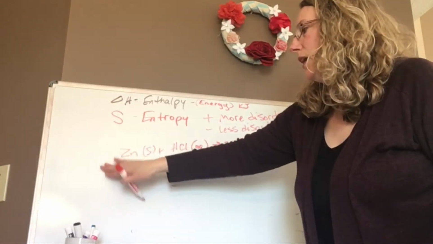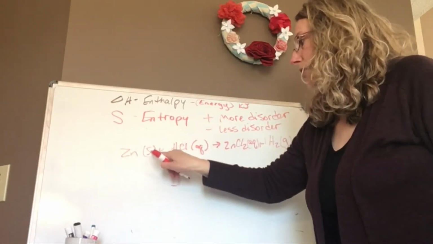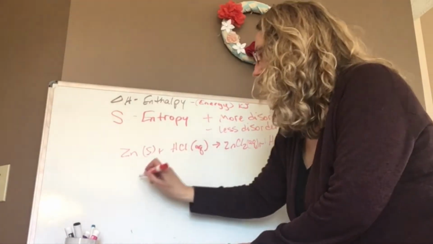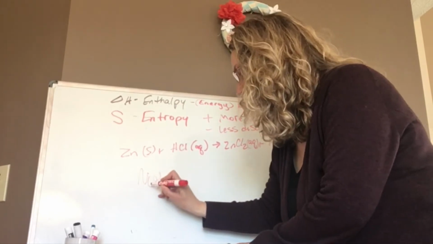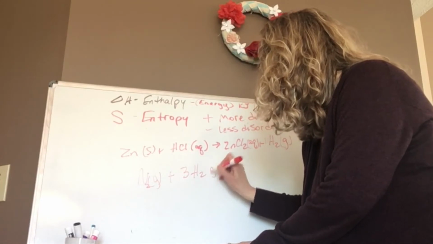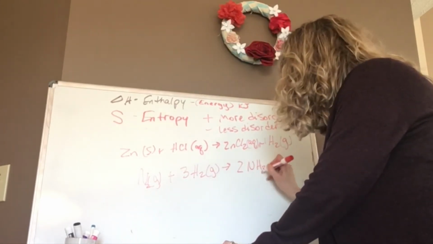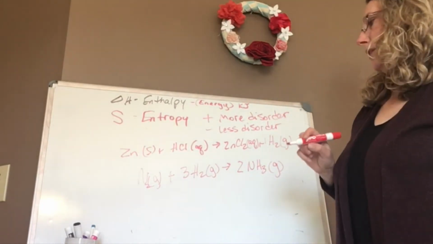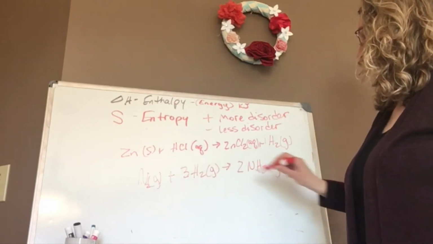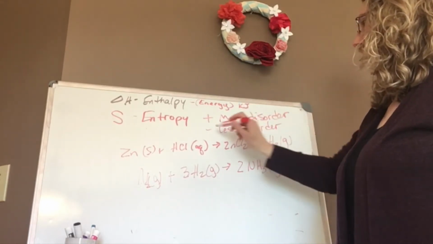I look at the numbers of my stoichiometric coefficients, the big numbers, and I look at my states of matter. So this one, B, is nitrogen gas, mixed with 3 hydrogen gases, turning into 2NH3 gas. So this is 1 gas and 3 gases turning into 2 gases. Is that getting more disorder or less disorder?